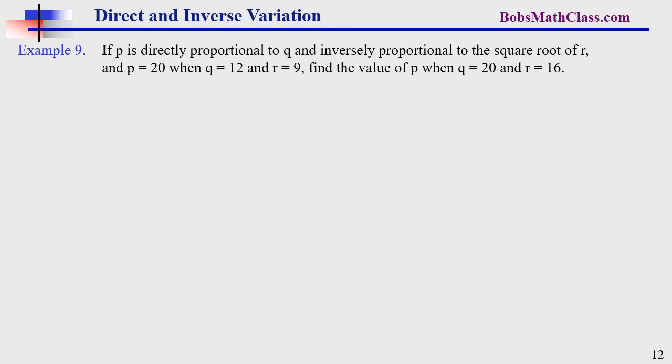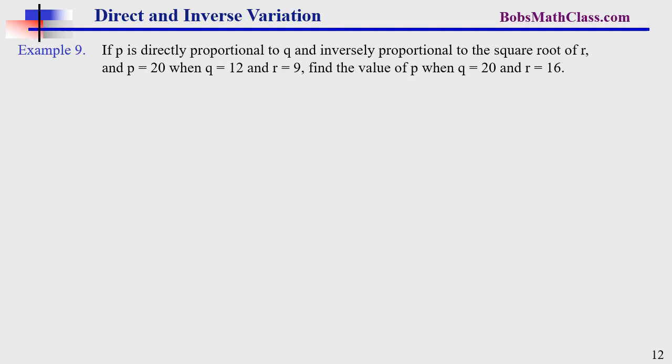If P is directly proportional to Q, so Q is going to go in the numerator, and inversely, okay, whatever follows inversely is going to go in the denominator, square root of R, so not square, square root. And then we got some numbers, so we're going to plug those numbers in to find K. So again, number 1, translate, right? Translate. Number 2, find K with a given set of numbers. Then number 3, we're going to find the letter again, but with a new set of numbers. And we're going to use that K also. All right, so let's translate. Again, pause and translate on your own.